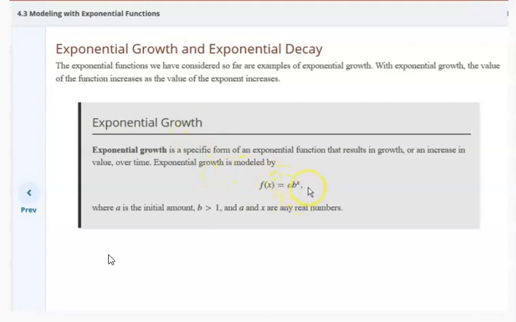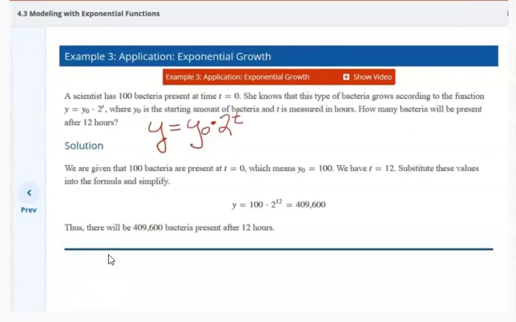Now, as long as our exponent is positive, we get exponential growth. If our exponent is negative, then we're going to get decay. So again, a general background item. Now, for this example, example 3, write that down.